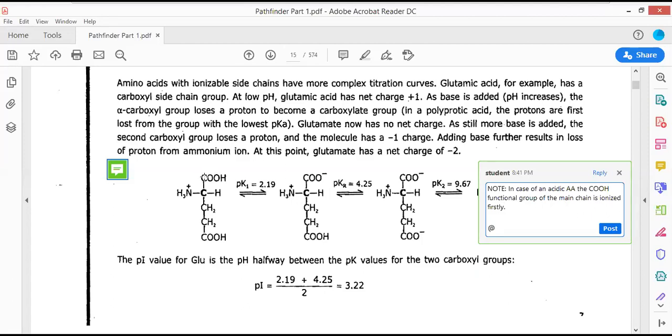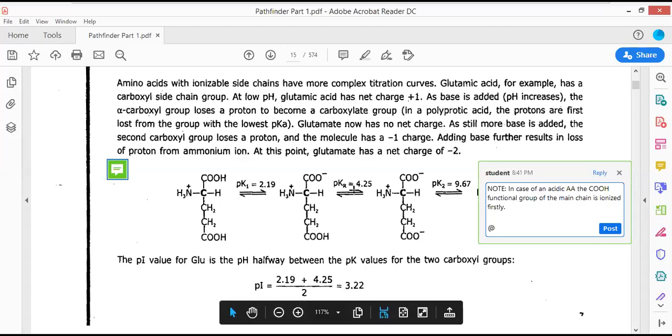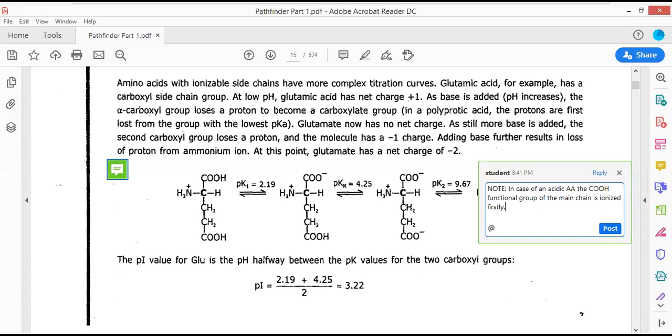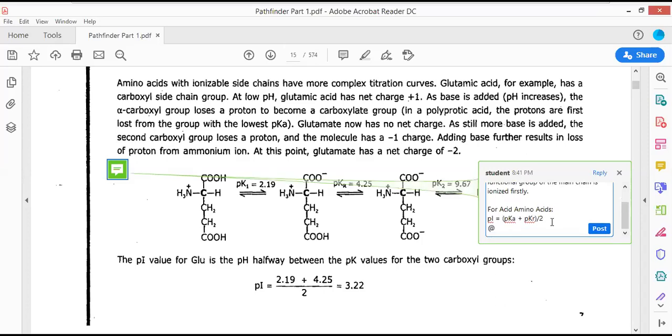Now see, when the pH is less than 7 only, then this group will also be ionized. So this has also been ionized, and here you get the formula for acidic amino acid. For acidic amino acids, the formula for isoelectric point, pI equal to, what would be the formula? pKa plus pKr divided by 2. Okay, this would be the formula for the acidic amino acid residue.